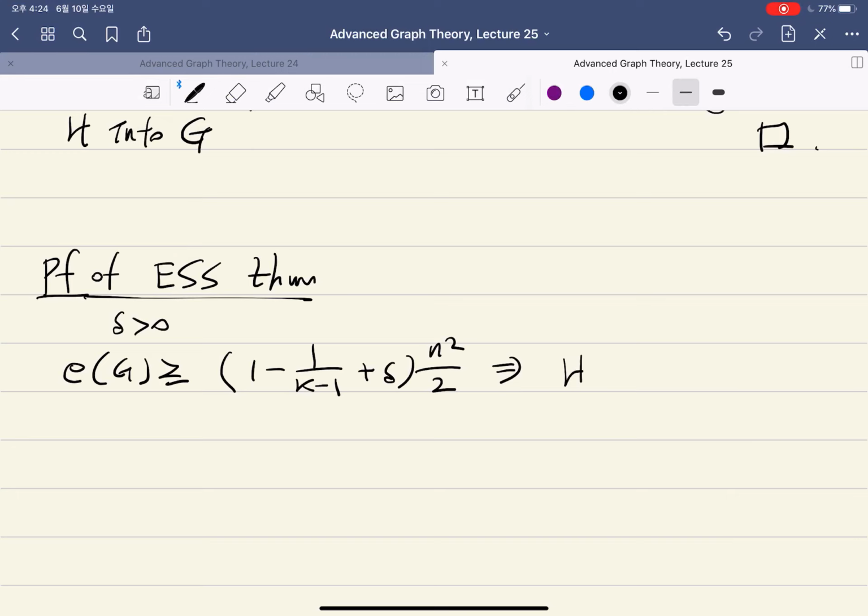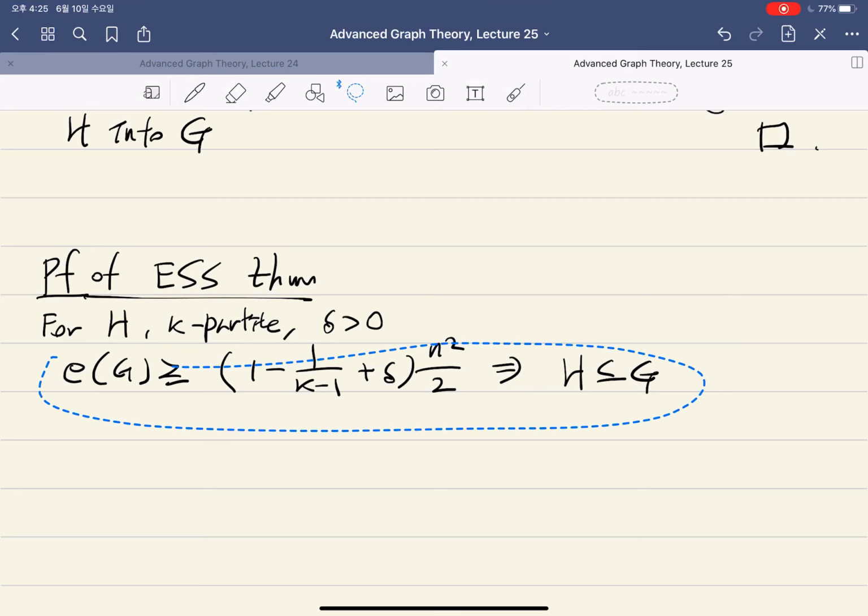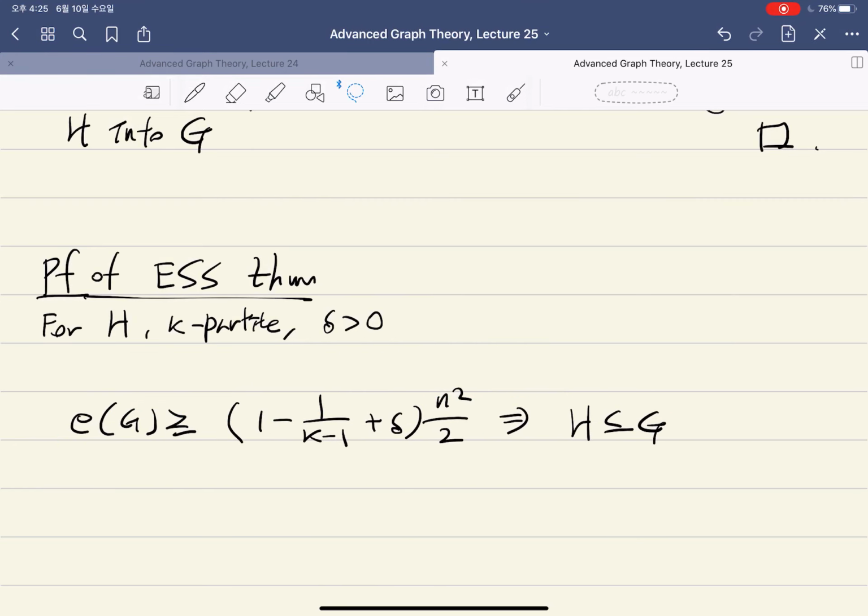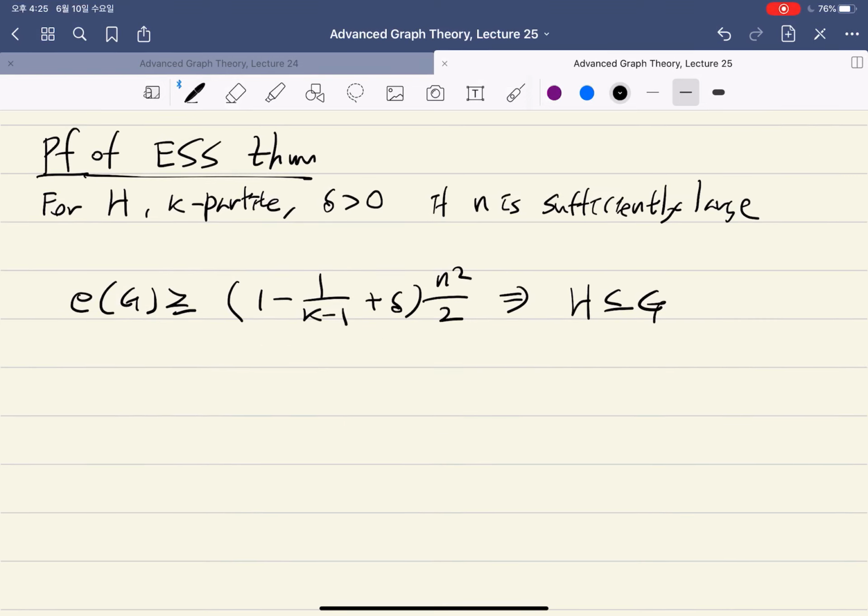Okay, let's do it from the beginning. For given H, K-partite, say, and delta positive, then if n is sufficiently large, then this holds. We have this. So that's the statement of Erdős–Stone–Simonovits.